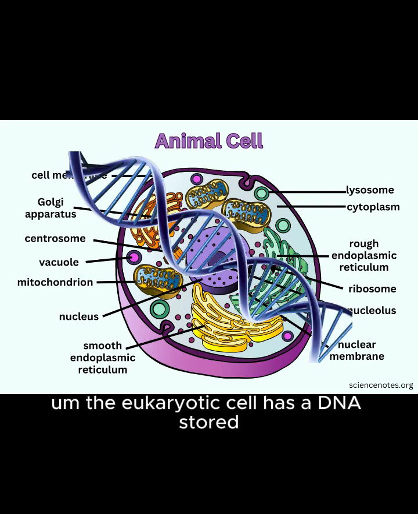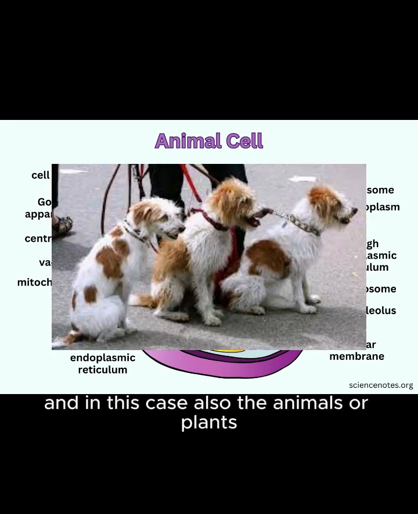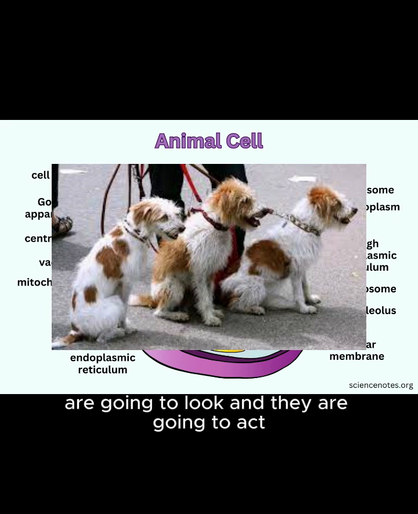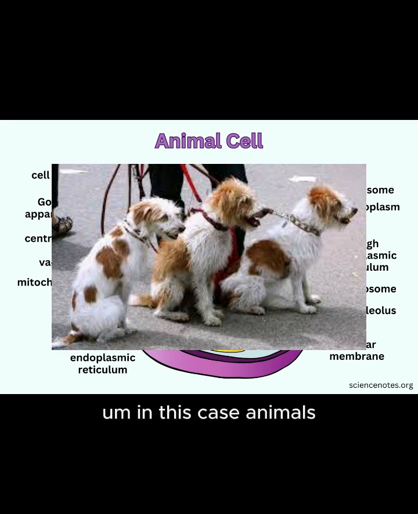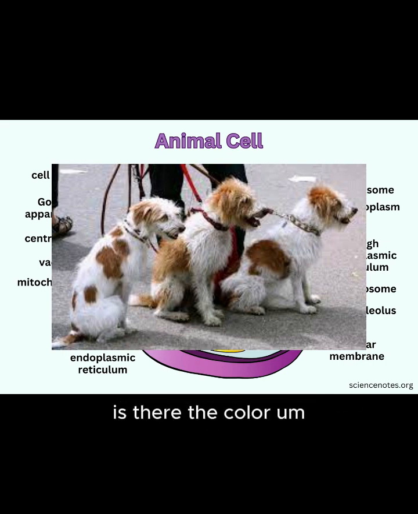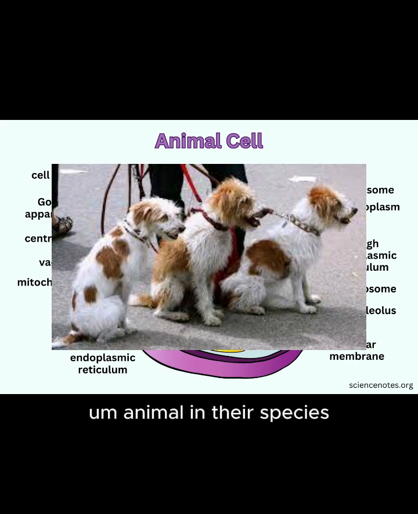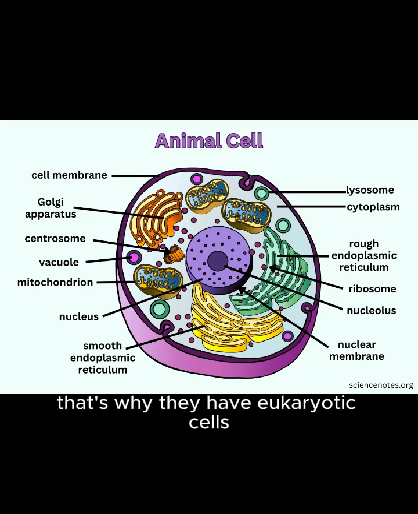This is responsible for giving traits, features, and the appearance of how humans, and in this case also animals or plants, are going to look and act. In animals, it gives the features of how they are going to look, such as the color, whether they might have an abnormality, whether they are different from or equal to their species, or even whether they are the last animal of their species. That's why they have eukaryotic cells.